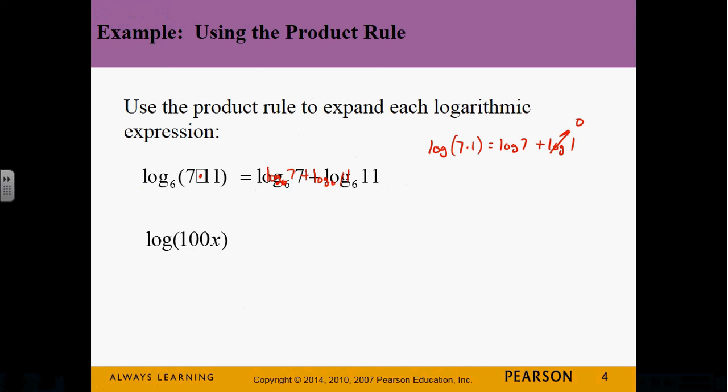All right, what about log of 100x? Log 100 plus log x. What's log of 100? You remember how to do this? What's the base? 10. 10 to what power equals 100? 10 to the second power equals 100, so that's just 2. Yes, Heath? If there's not a base showing, that's the common log. So when you replace log 100, I know 10 to the second power equals 100, therefore it's 2.